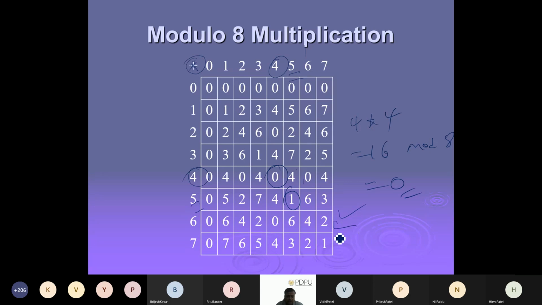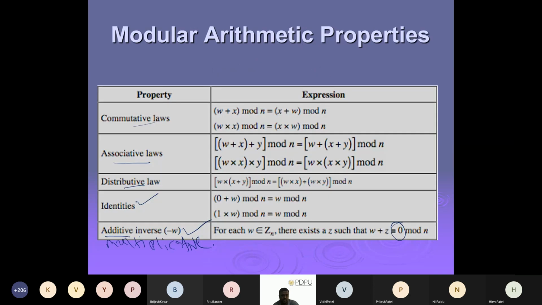Now for some numbers I can see the inverse is not available, right? Like for 7 the inverse is available, but for 6 there is no way I can get the 1. So that is a problem if you are using a multiplicative group.